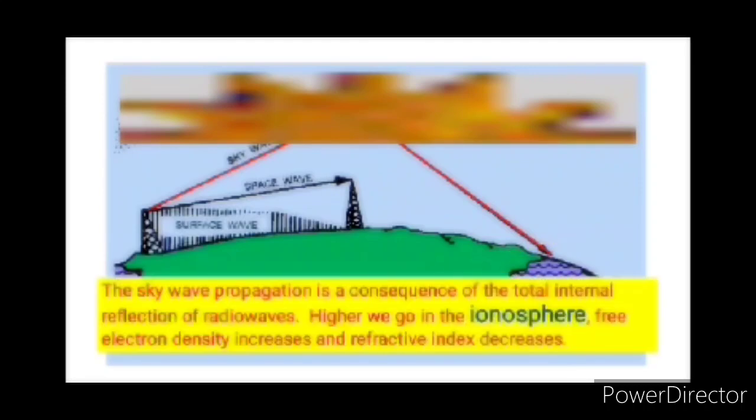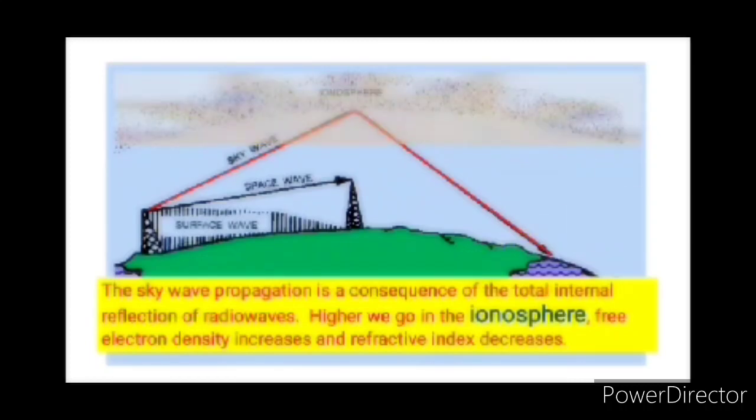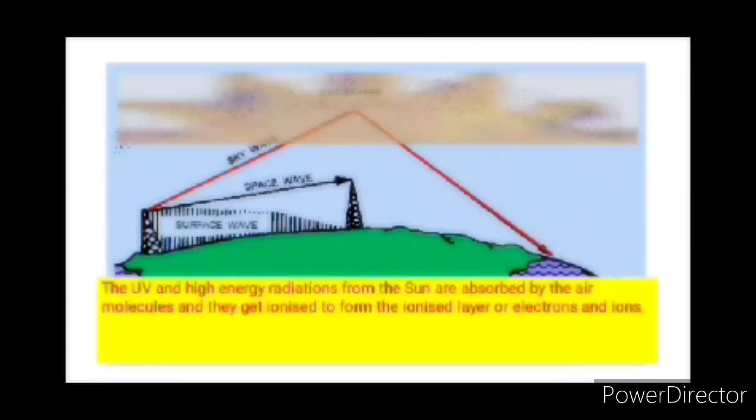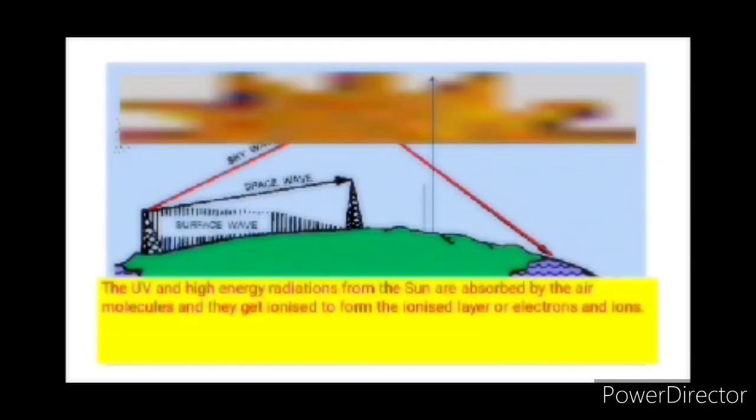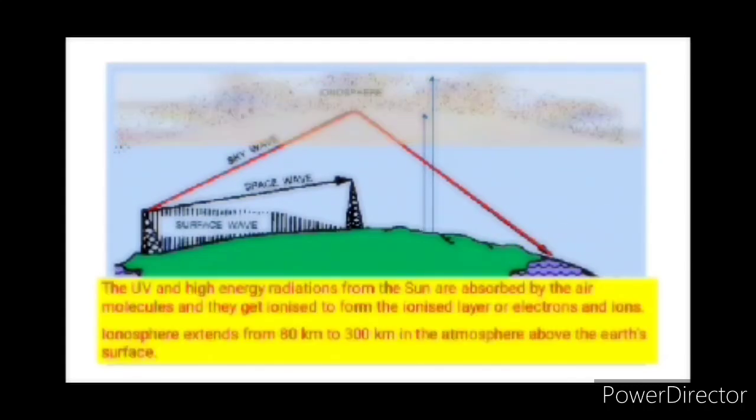Higher we go in the atmosphere, electron density increases and the refractive index decreases. The ultraviolet and high energy radiation from the sun are absorbed by the air molecules and they get ionized to form the ionized layer of electrons and ions. The ionosphere extends from 80 km to more than 300 kilometers in the atmosphere above the Earth's surface.